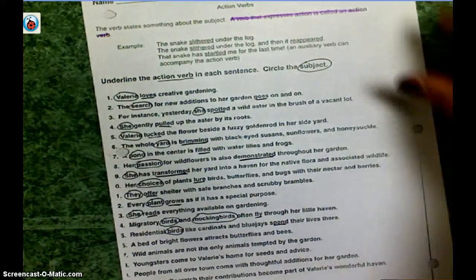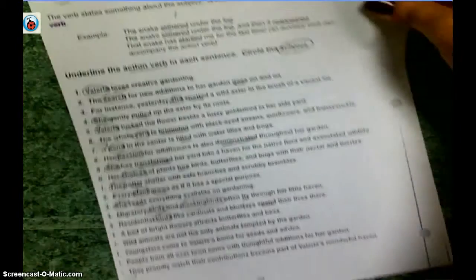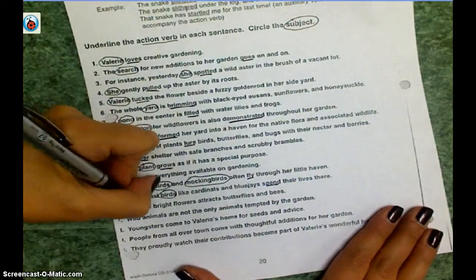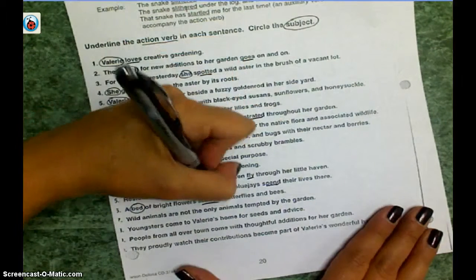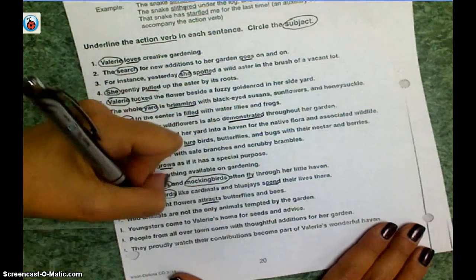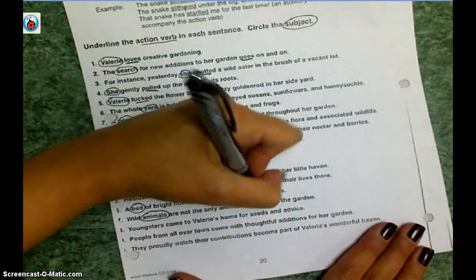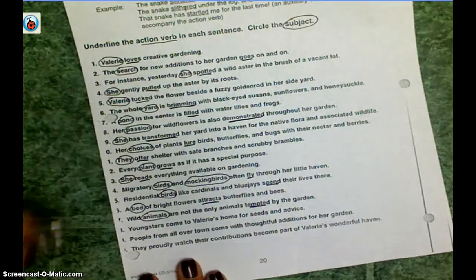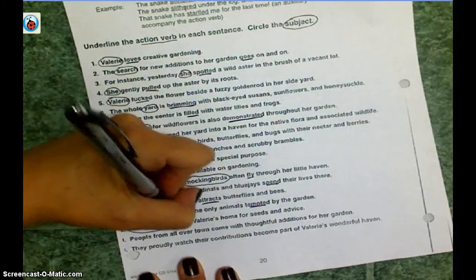16. A bed of bright flowers attracts butterflies and bees. Who or what did it? Bed. What does it do? It attracts. Number 17. Wild animals are not the only animals tempted by the garden. Who or what did it? Animals. What do? They are tempted. 18. Youngsters come to Valerie's home for seeds and advice. Who or what did it? Youngsters. What do? They come.